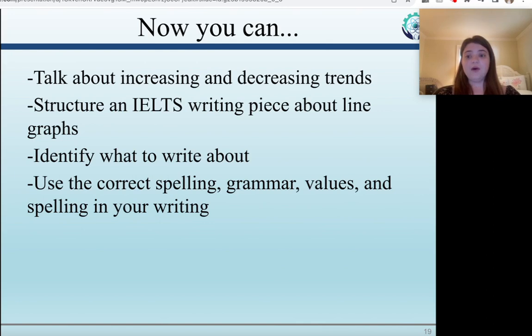So the idea now, hopefully after looking at this, is that you know how to talk about increasing and decreasing trends using synonyms. You can also structure an IELTS writing piece about line graphs. You can also identify what you should write about and use the correct spelling, grammar, values. Oh, and it says and spelling in your writing. That's kind of redundant. We already said spelling up here, but apparently spelling is extra important today, regardless. But anyways, good work today, everyone, and I will see everyone back for part 2.